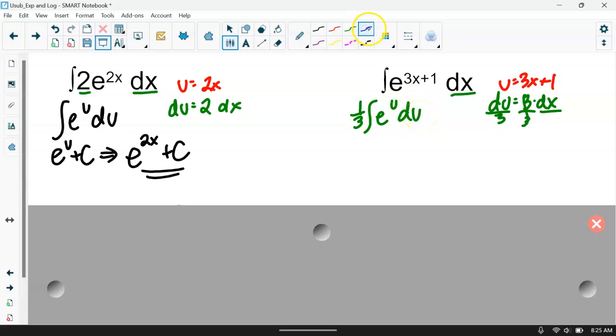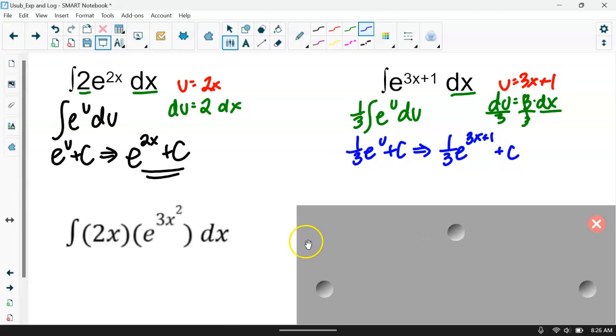Then again, we find our integral. E to the u is still e to the u. So 1/3 times e to the u plus c. So again, our integral here is 1/3 times e to the 3x plus 1, because that was our u expression, plus c.